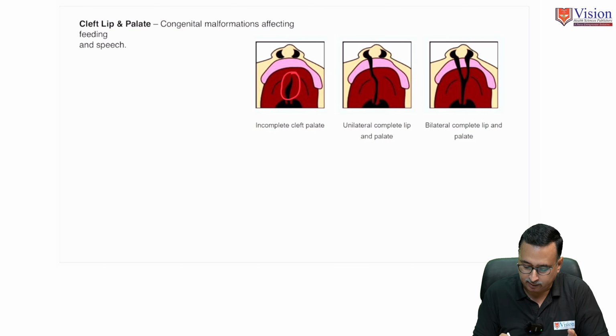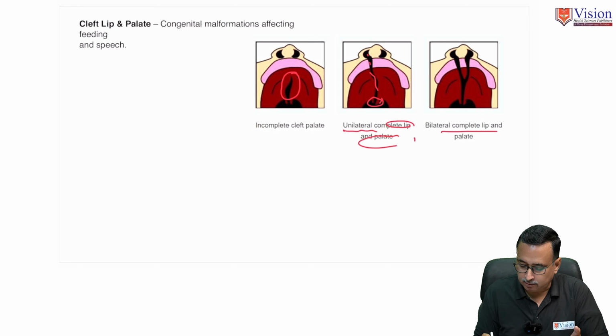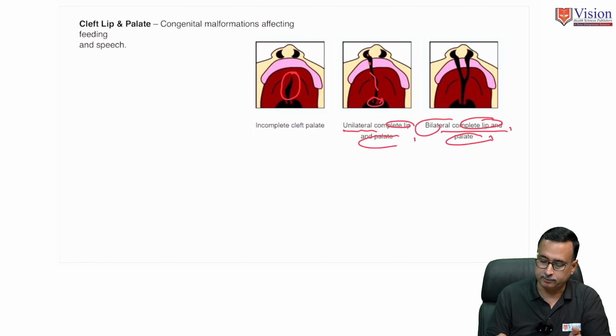In this second diagram, there is a unilateral complete cleft lip and palate. Here, the right nostril and upper lip on a single side are involved, along with the hard palate, and it reaches up to the uvula, certainly involving the soft palate. This diagram is a bilateral complete cleft lip and palate. It's the same thing, but it involves both the right and left sides of the upper lip, the right and left nostrils, the hard palate, and the soft palate.